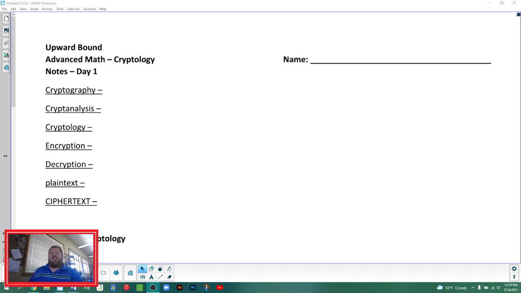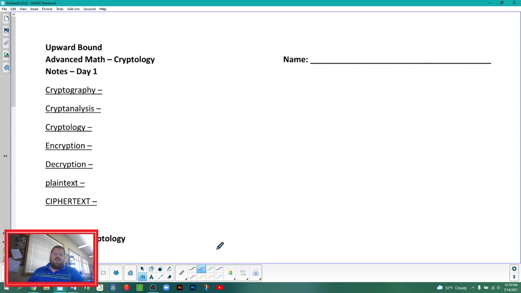We're looking at cryptology in this class, and so I wanted to start off with a couple definitions that sort of break down what cryptology is a little bit, but also to give us some common language that we can all use and be able to talk about. So cryptography is the first one that I have here.